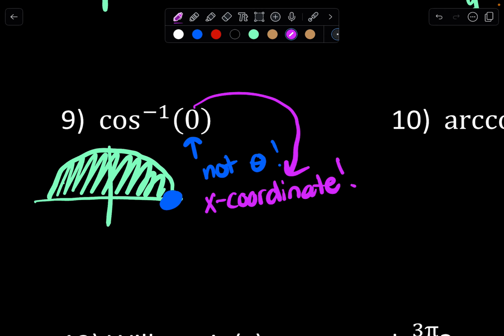So if we think about that, yes, this is 0 for theta, but 0 on the unit circle for the x-coordinate is going to be here, which means this is going to be our corresponding angle. Therefore, theta is equal to pi over 2. And that's what arc cosine of 0 is equal to.